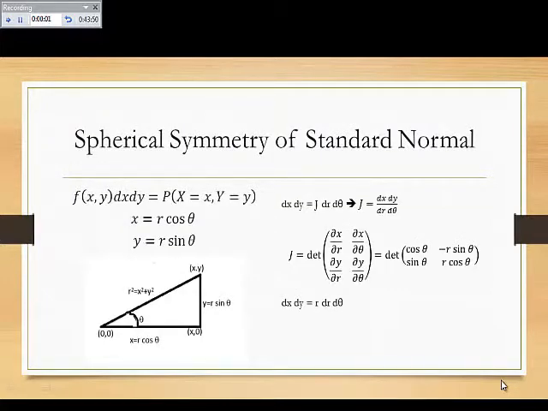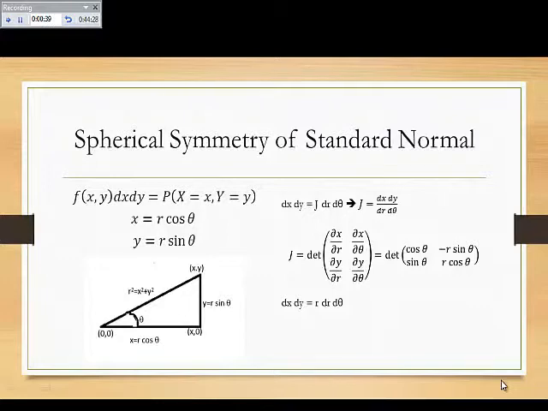Okay, now we get to some more technical stuff, which is the spherical symmetry. This is very important to understand about the standard normal distribution. The standard normal distribution is spherically symmetric. It means that all directions are the same. And to understand this technically, it's useful to do a little bit of mathematics, and that mathematics is to convert the bivariate normal to the polar form. So conversion to polar form is done here.